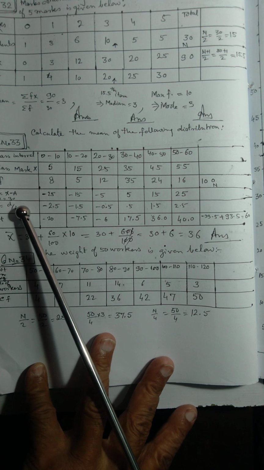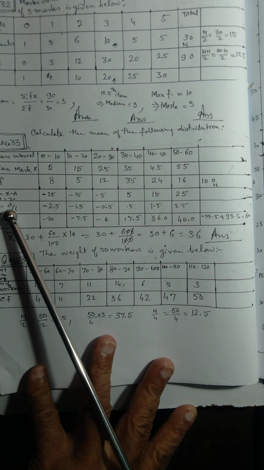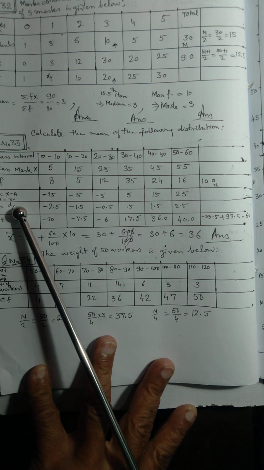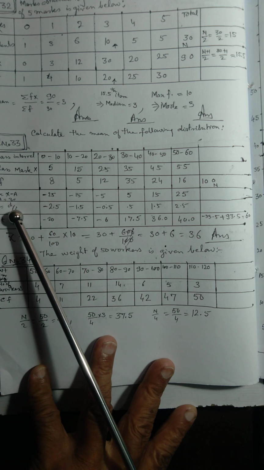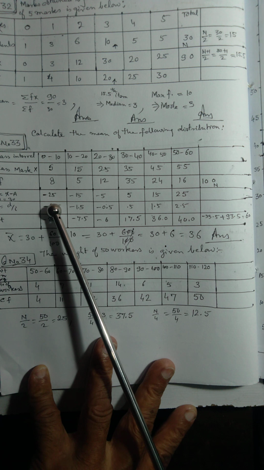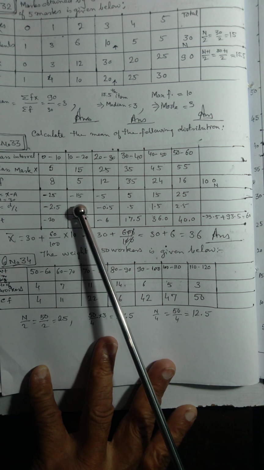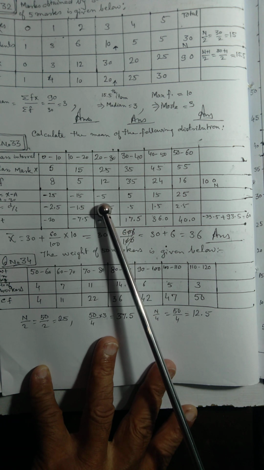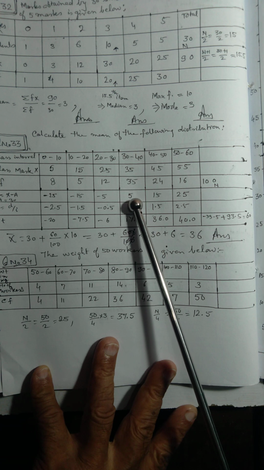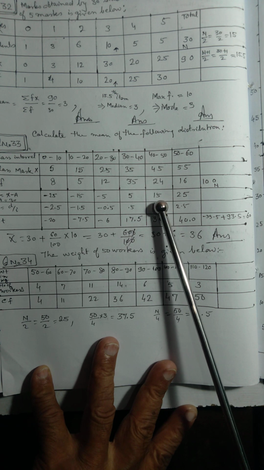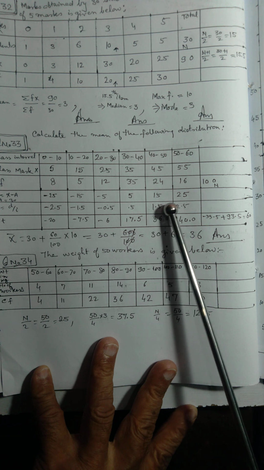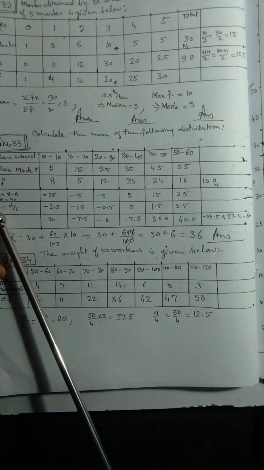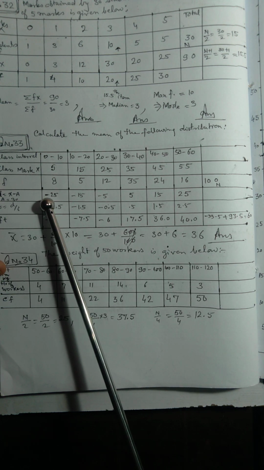We have to take the deviation. So D, here I have taken the assumed mean as 30. So 5 minus 30 is minus 25. 15 minus 30 is minus 15. 25 minus 30 is minus 5. 35 minus 30 is 5. 45 minus 30 is 15. 55 minus 30 is 25. So we have got the deviation. This is the deviation row.